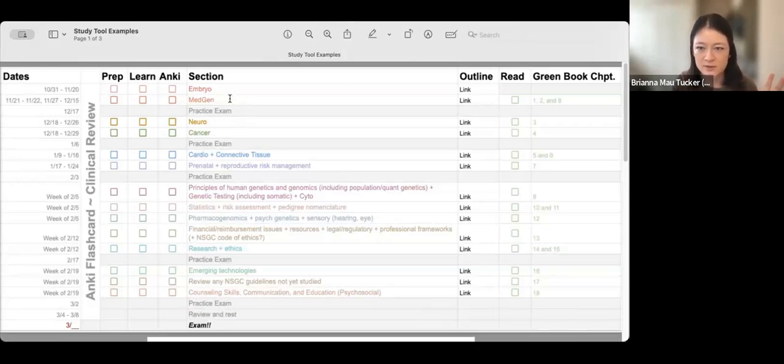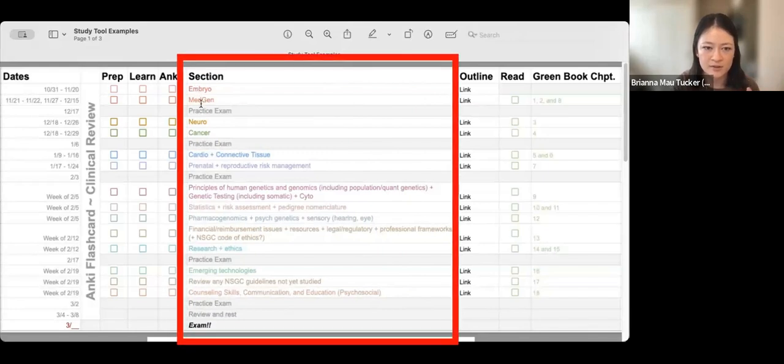You can also use Excel, but the topics that I had mentioned before that I ordered, I started with embryo, then med gen, then neuro, cancer, cardio, connective tissue, prenatal, and so on. And I ordered them again based on how hard I felt they were. I felt like there was so much content in medical genetics that I had stuffed in there that I needed more time to review everything. So I put that earlier.